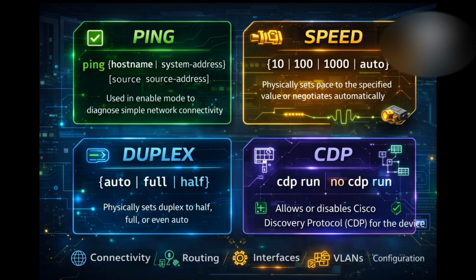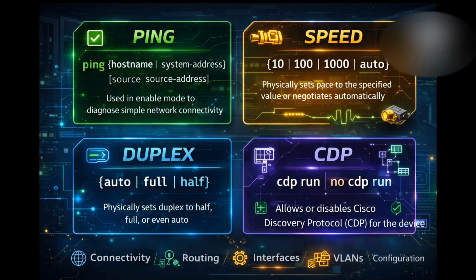Now, duplex command. Duplex defines how data flows on the link. Half duplex allows transmission in one direction at a time, while full duplex allows simultaneous transmission. If one side is full and the other side is half, the network will experience collisions and very slow performance.